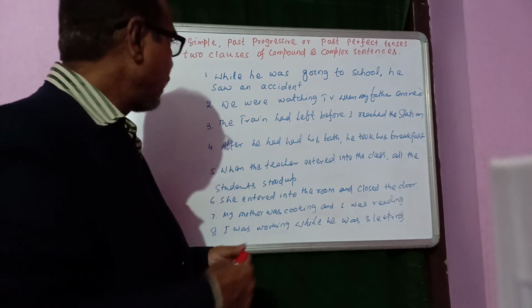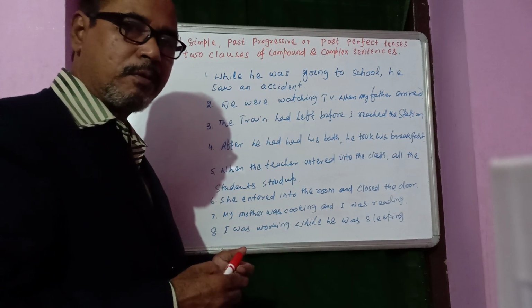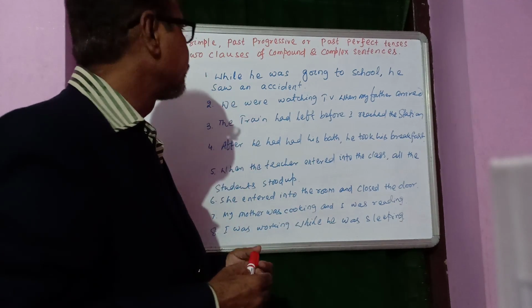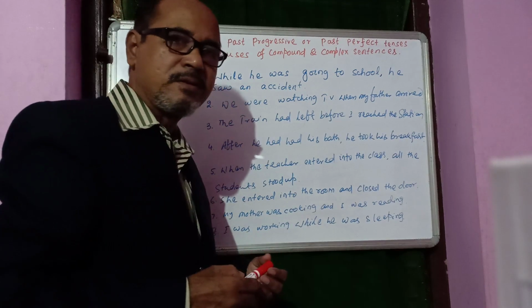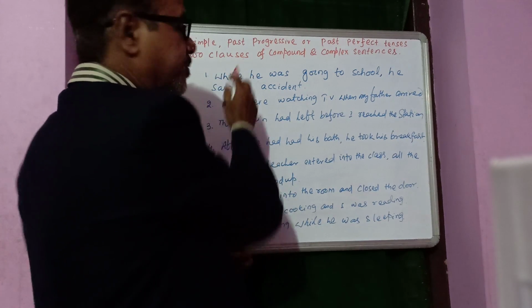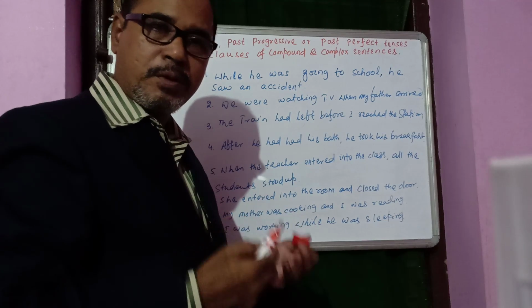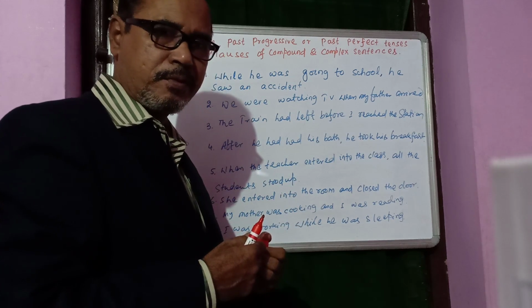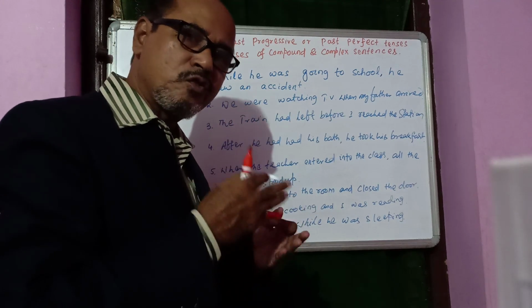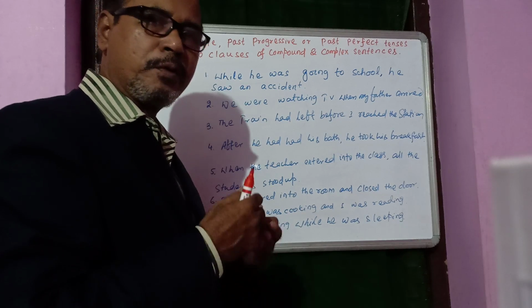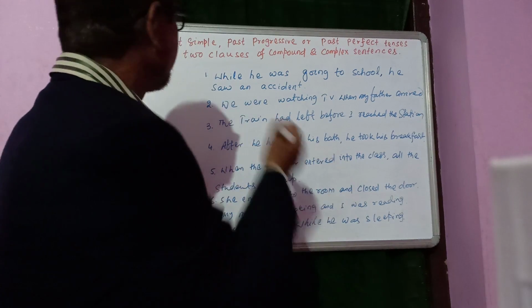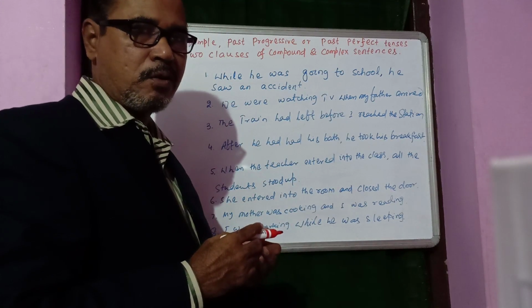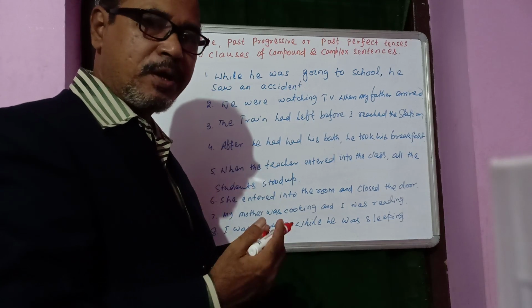Students, I have written some examples of complex and compound sentences. Each sentence has two clauses, okay, and each clause is of past tense form, okay, whether it is in past simple or past progressive or past perfect tense, we have to learn.